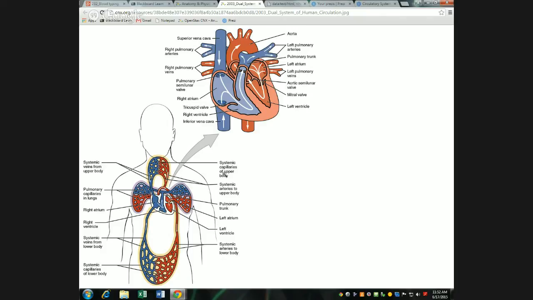This model on the wall over here kind of shows the same thing. The way it's depicted in the picture on the screen, it's more obvious where the loops are. But here's the heart in the middle. The pulmonary circuit is just blood going from the heart to the lungs and back to the heart. The systemic circuit goes from the heart out to the body, whether it's inferior or superior, and then back to the heart.